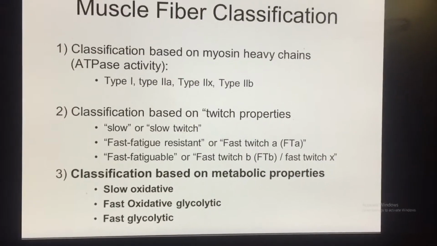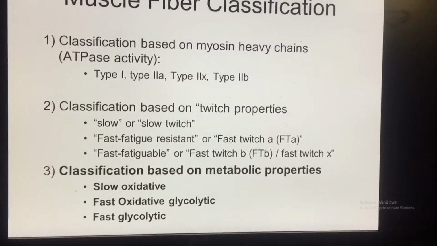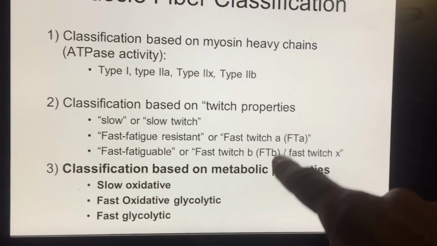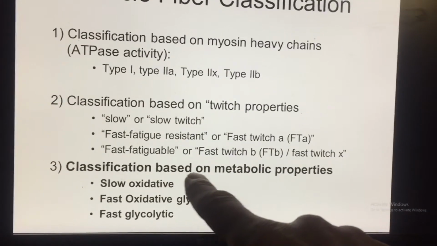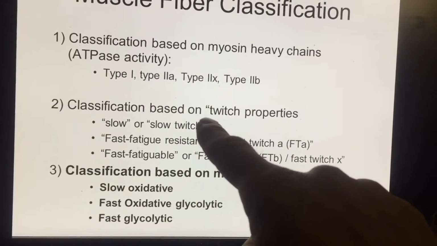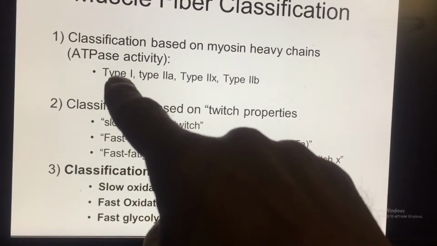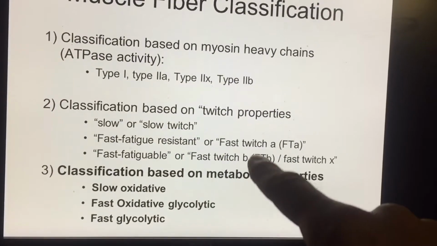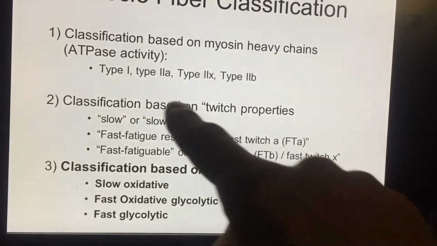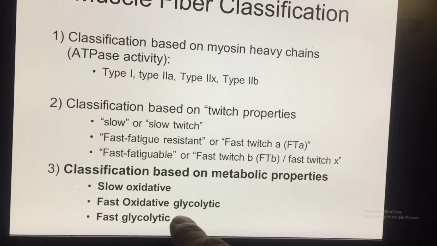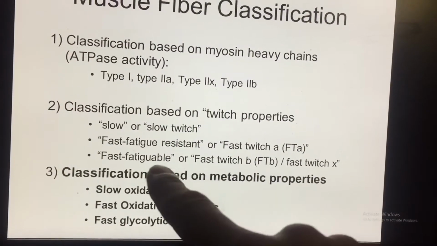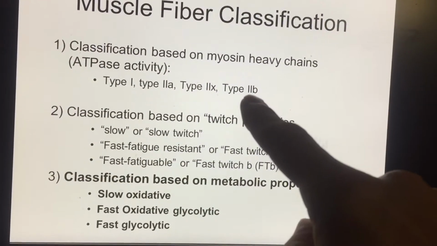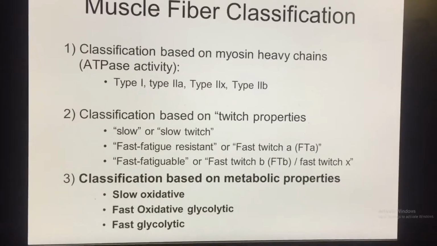If you look at the other classification schemes that we've covered, first of all, based on myosin heavy chains or ATPase activity, then twitch properties, usually a slow oxidative fiber would correspond to a slow twitch and would correspond to type 1 fibers. A fast oxidative glycolytic would correspond to a fast twitch A or type 2A fiber. And then fast glycolytic would correspond to your fast fatigable, your type 2X fiber in humans, type 2B fiber in some animal species.